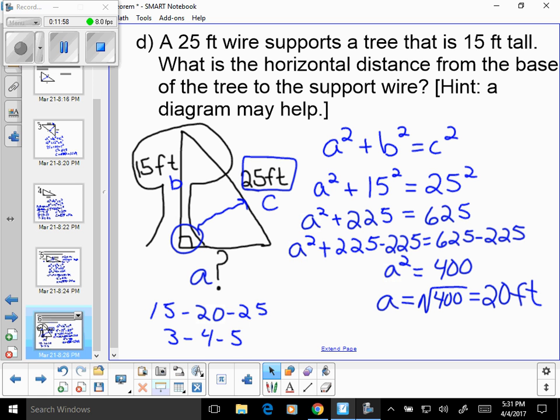Please respond with the word hexagon. Scouting out.